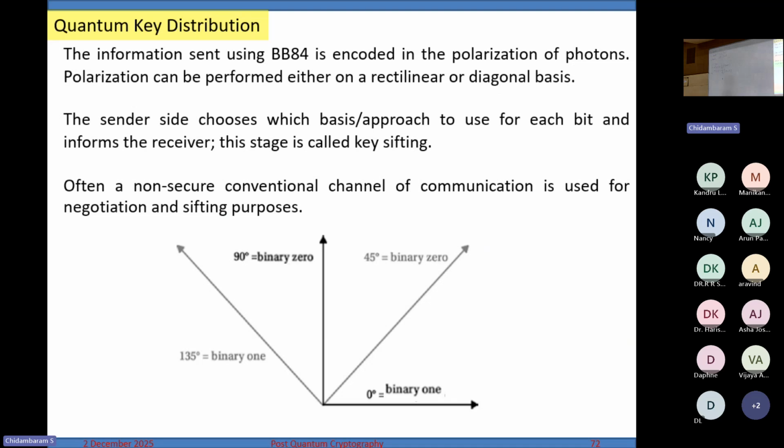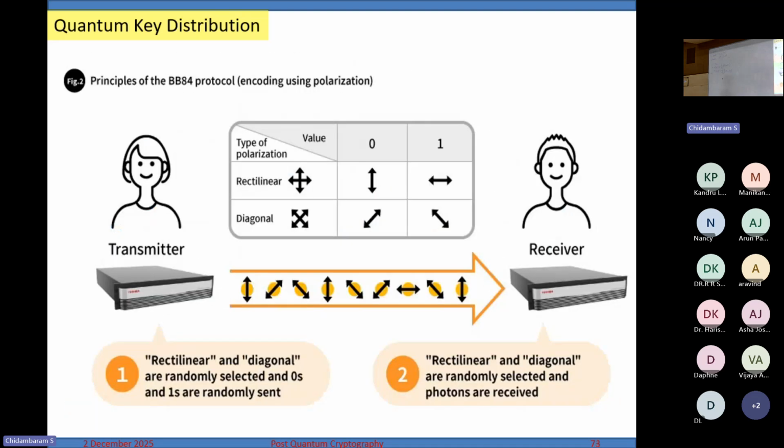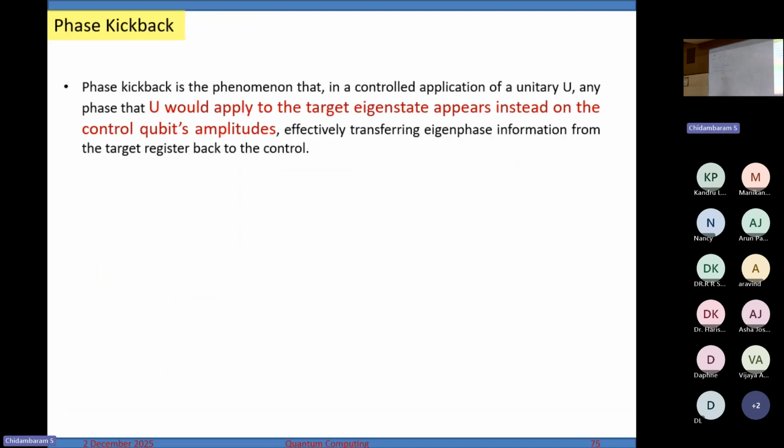So this is the polarization angle I said, and these are the bases, the linear basis and the diagonal basis, and these are the polarization angles. And for an angle of 90 degrees, you get 0 like this. Okay. Next, another interesting concept, which again we don't have in the classical, is the phase kickback.